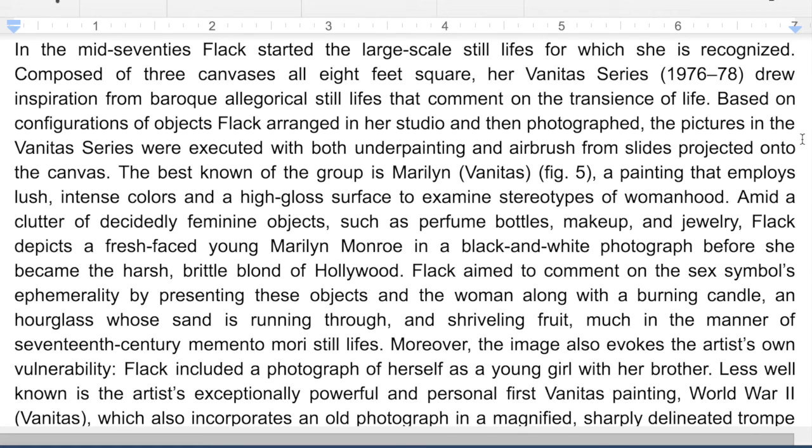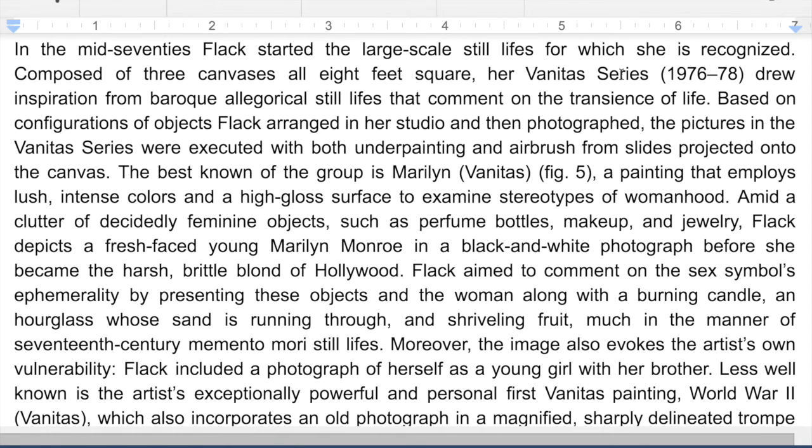Then these pictures are actually painted with acrylic underneath, and she also uses an airbrush and oil paint in the end. But more interestingly, at this particular time, she decides to use a slide projector to project these images up onto the canvas. Now, some people would think that that was cheating, but she wasn't. She was using technology to aid her art making practice.